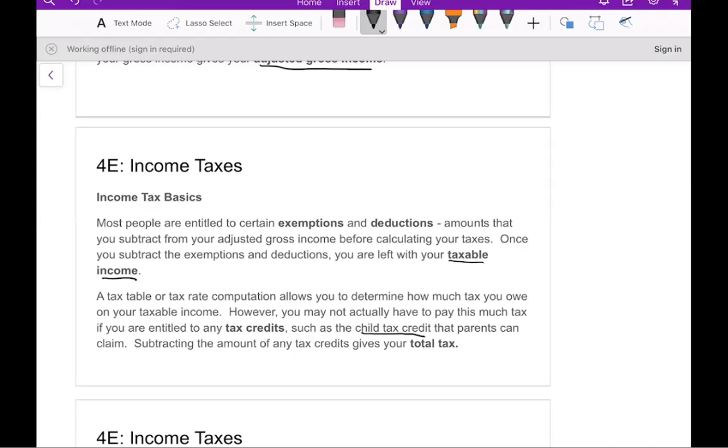Now, you may not actually have to pay this much tax if you're entitled to any tax credits. For example, there's the child tax credit that parents can claim. Of course, you would then subtract the amount of any tax credits, and that would give you the total tax that you would have to pay.